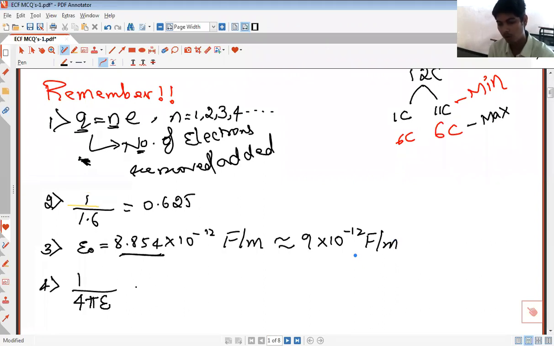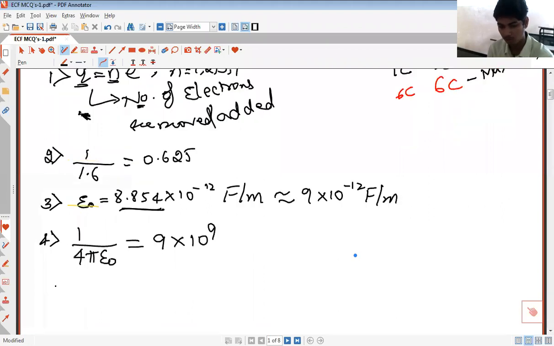Also, you must remember the value of 1 by 4 pi epsilon naught. We know the value of 1 by 4 pi epsilon naught as 9 into 10 to the power of 9, right? Charge on electron or charge on a proton is 1.6 into 10 to the power of minus 19 coulomb. This is charge on a proton or charge on an electron.